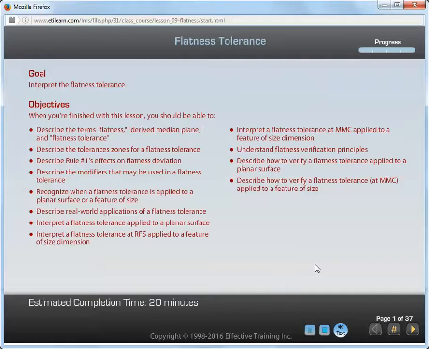Understand flatness verification principles. Describe how to verify a flatness tolerance applied to a planar surface. Describe how to verify a flatness tolerance at MMC applied to a feature of size. It will take approximately 20 minutes to complete this lesson.